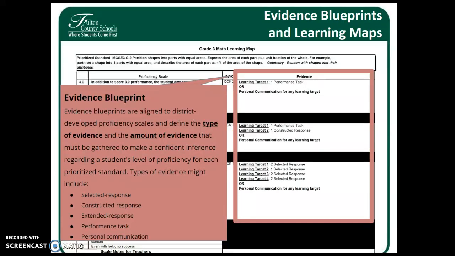On the right-hand side, the evidence blueprint aligns to the proficiency scales. And what the blueprint does is it provides the type of evidence, such as a performance task, selected response, constructed response, and so on and so forth, and the amount of evidence. So is that one task? Is it 2 questions? How many times does that student need to show proficiency on that item for the teacher to say that the student has mastered that concept or that standard?